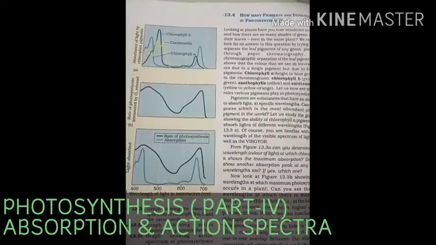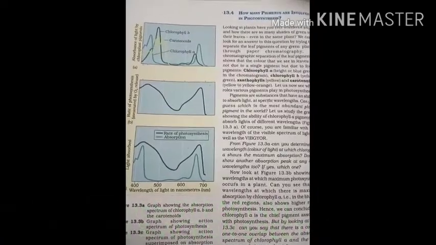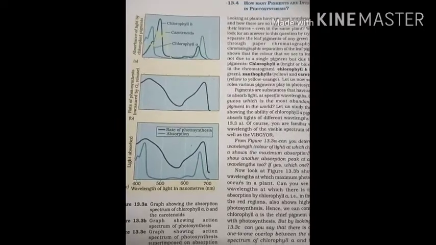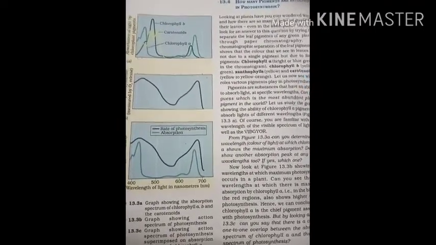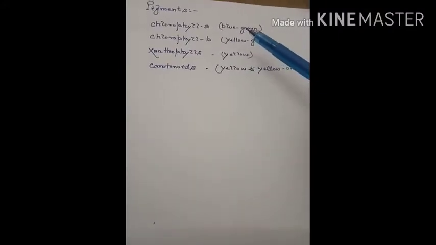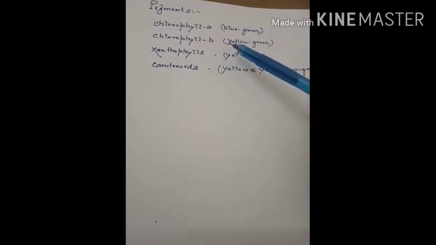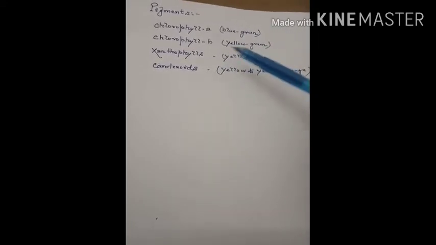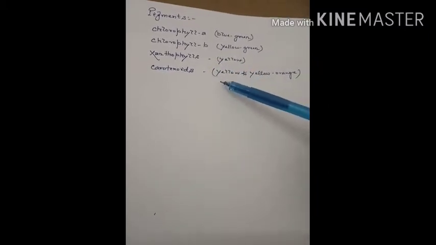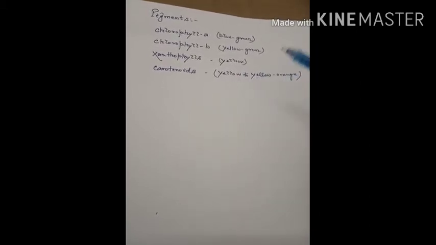A chromatographic separation of the leaf pigments shows that the color we see in the leaves is not due to a single pigment but due to four pigments: chlorophyll A, which is bright or blue-green in the chromatogram; chlorophyll B, which shows yellow to green color; the xanthophyll pigments, which show the yellow color; and the carotenoids, which are yellow to yellow-orange in color.